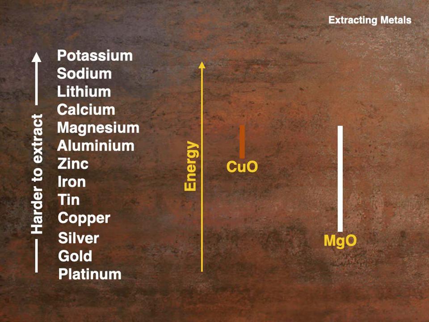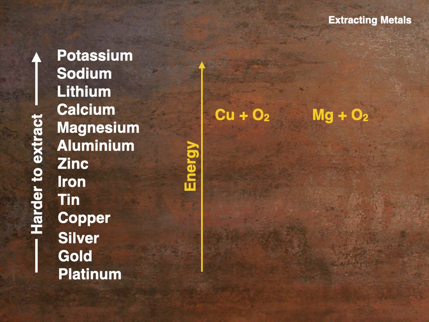But to extract the metal, you've got to do that backward. You've got to turn the copper oxide back into copper and oxygen again. That means you've got to put the same amount of energy back. So you only have to put a little amount of energy into copper oxide to turn it into copper and oxygen. On the other hand, to turn magnesium oxide back into magnesium and oxygen, you've got to put a lot more energy back.